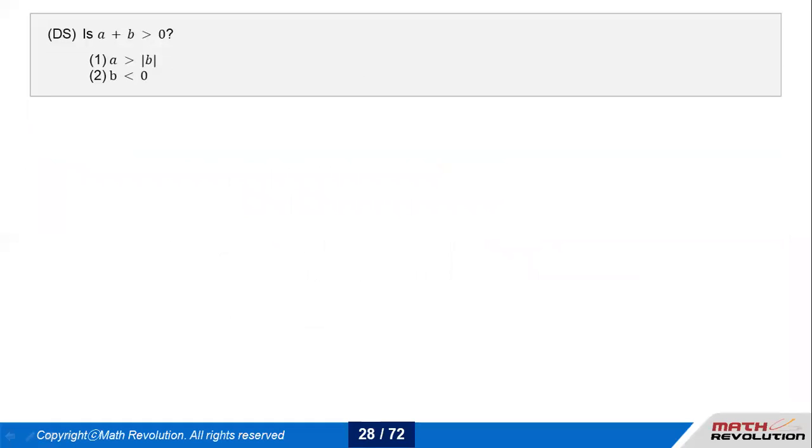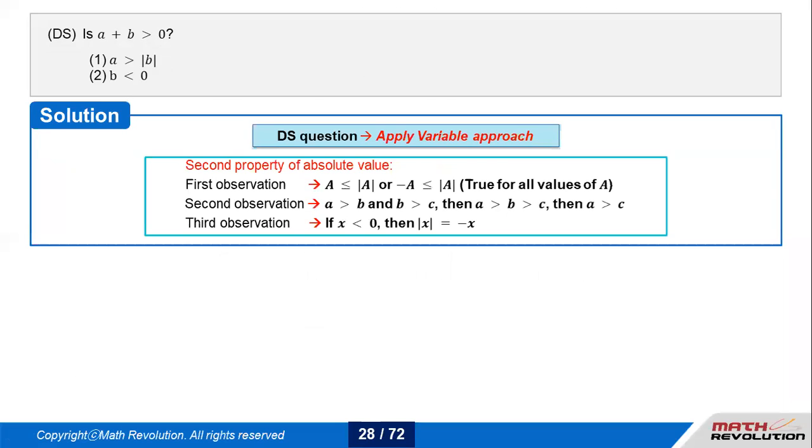Let's have a DS question. Is A plus B greater than 0? They're directly asking yes or no. So is A plus B greater than 0? So there would be a relation between A and B. We will be applying the absolute value property, the first observation, because we are dealing with absolute value. Definitely the second observation, because we're dealing with inequalities. And the third observation, because we're dealing with less than 0 condition also.